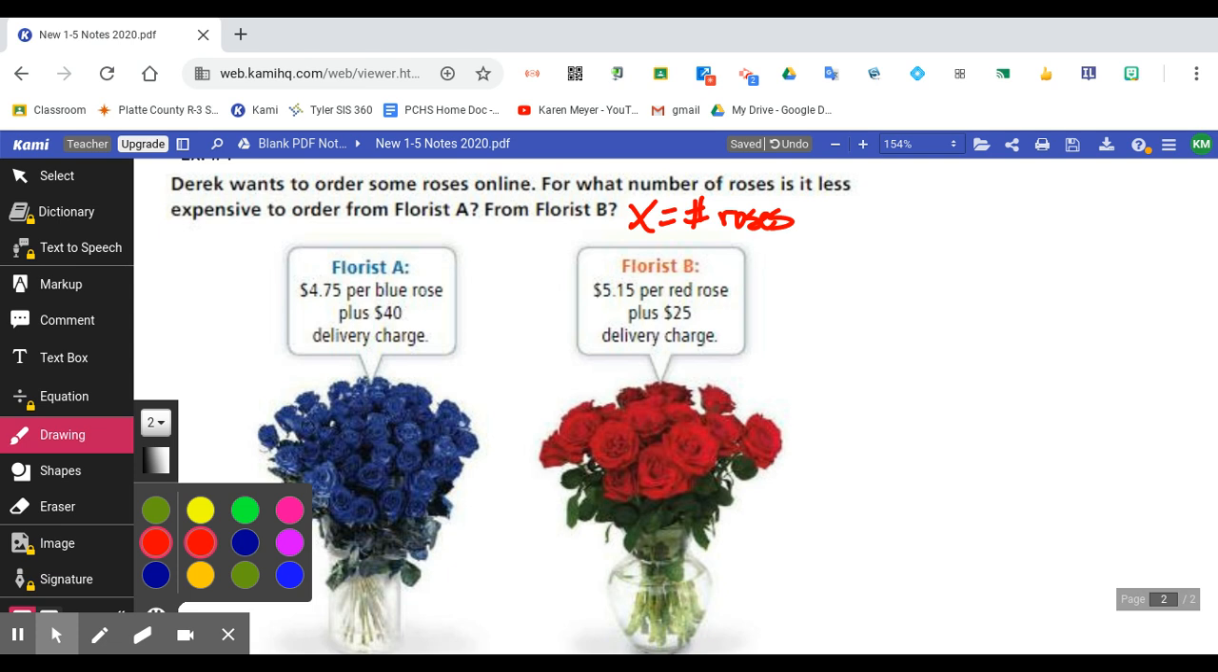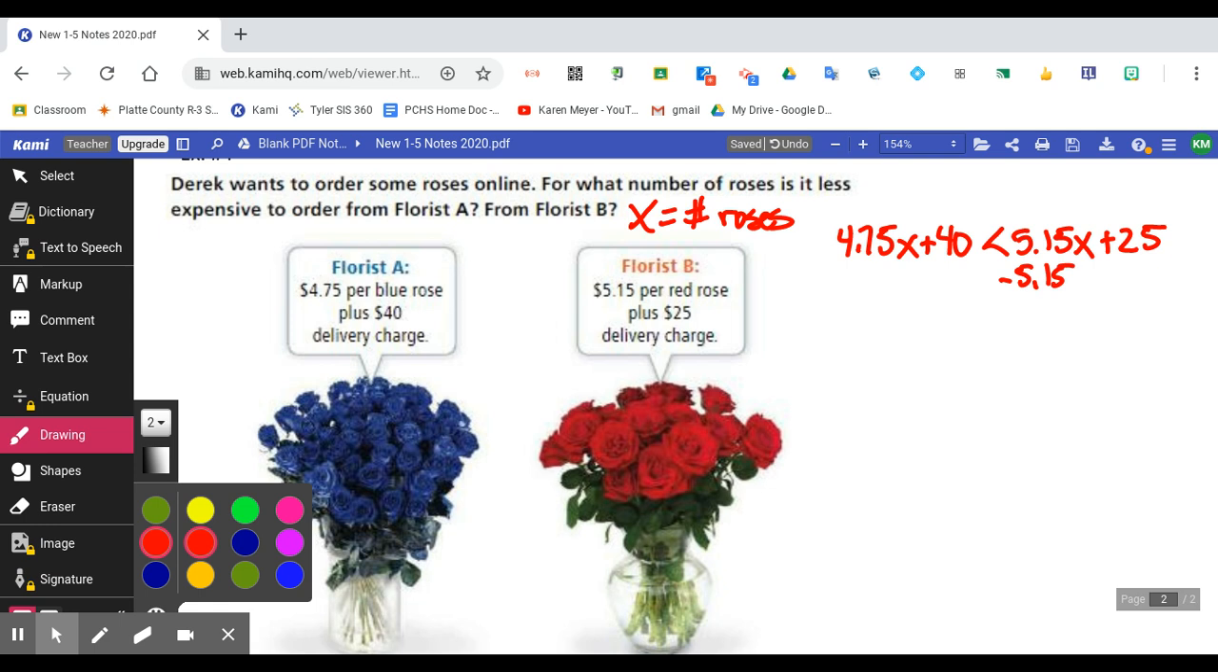So if I want florist A to be less expensive, that means which inequality symbol should I use? And hopefully you think to yourself, less than. So florist A, $4.75 per rose. So that means it has to have the variable X attached to it. The delivery fee is a one-time thing, so no variable, so just plus 40. And then less than, because remember we want that place to be cheaper. And florist B is $5.15 per rose, so make sure it has a variable X. And then the delivery charge is a one-time fee, so plus 25.